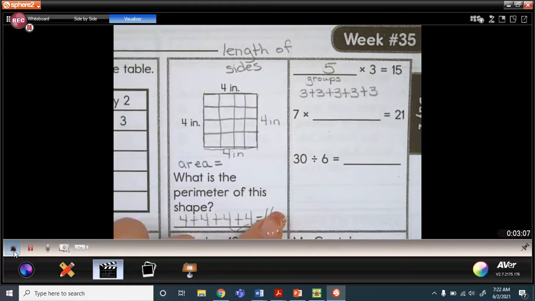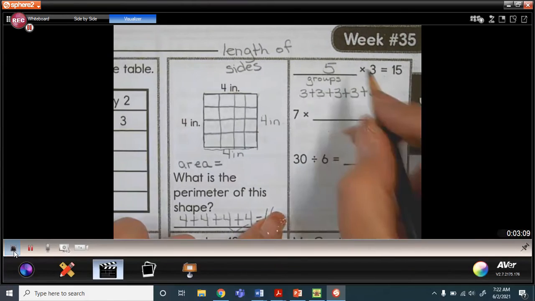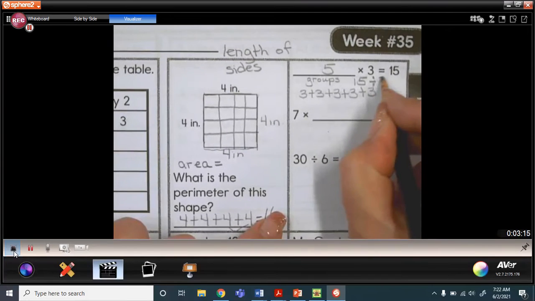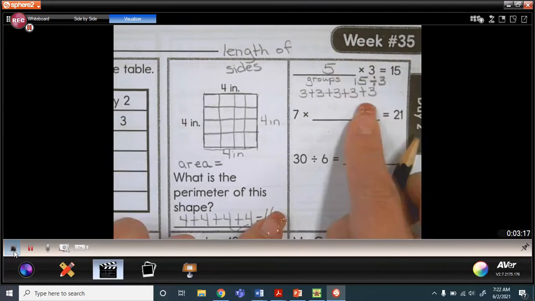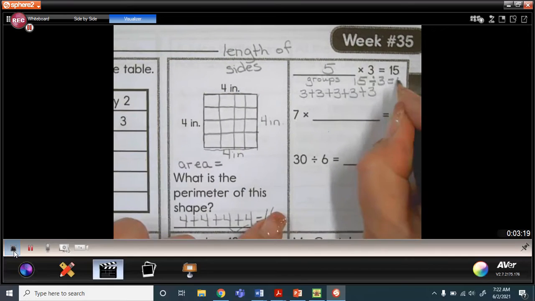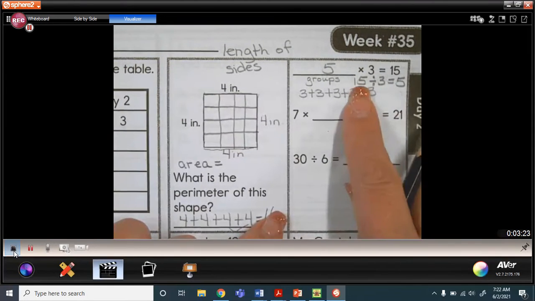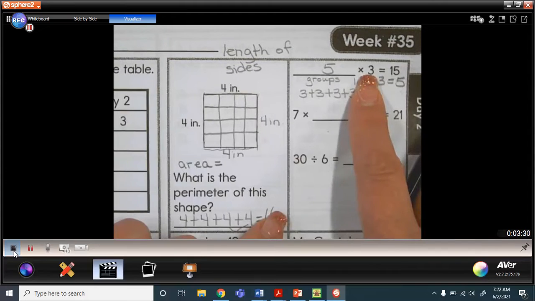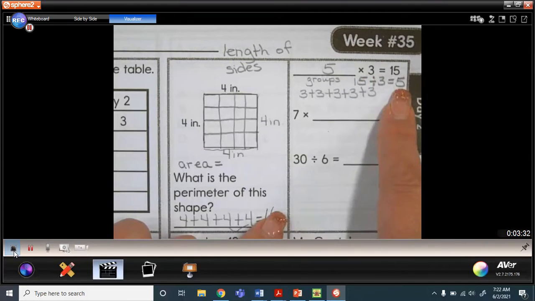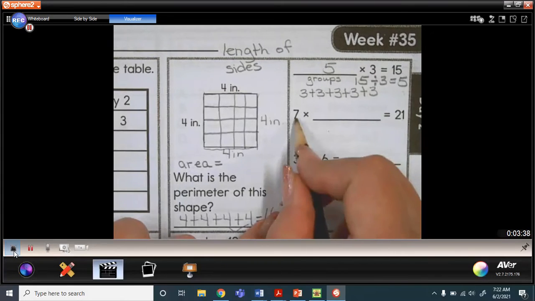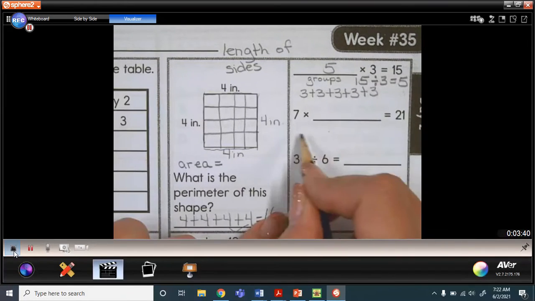Now another way that I could think about this is taking those 15 objects and putting them into groups of 3, which is what I did here, and I would have 5 groups of 3. So this could also be used to help us with division. We start with our total, we have it in groups of 3, and we can figure out how many groups we need. All right, let's take a look at number 2 of this section.